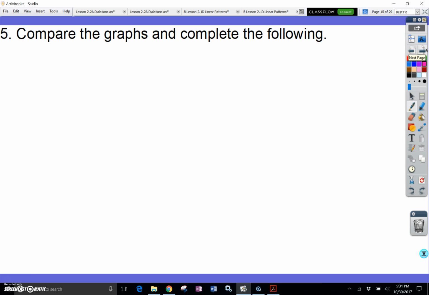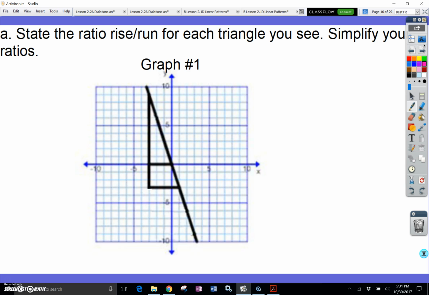So compare the graphs and complete the following. It says state the ratio of the rise over run for each graph, for each triangle you see. Simplify your ratios. So right here we're going to do the rise over run. So this one I'm going down, so it's going to go down 1, 2, 3, 4, 5, 6, 7, 8, 9, 10, 11, 12. Just went down 12 and over 1, 2, 3, 4. My rise over run is negative 12 over 4, which simplifies to negative 3.